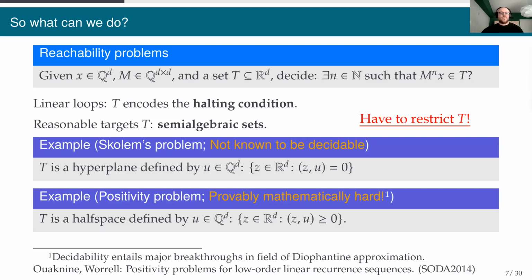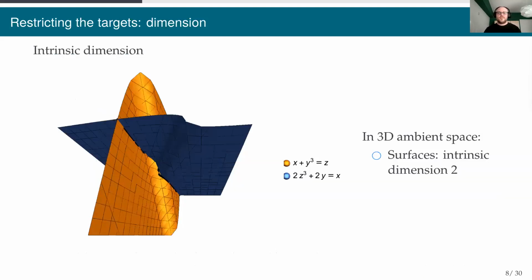Okay, so what can we do? Well, we have to restrict our target somehow, to have any hope to decide reachability, for example. So how do we do this? We're going to restrict the dimension of the targets. And this is not the linear dimension. I'm going to say it's intrinsic dimension, but it's really a notion of dimension for algebraic sets.